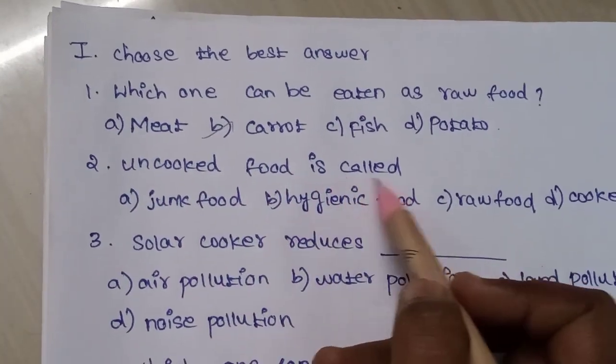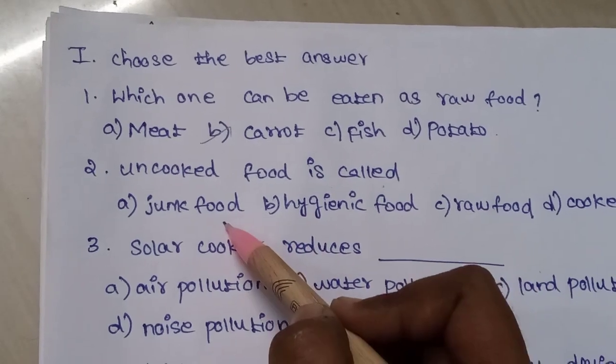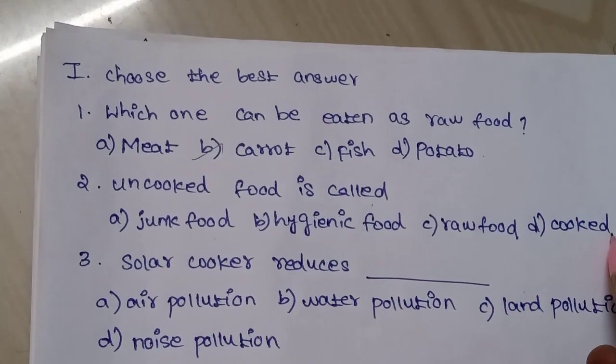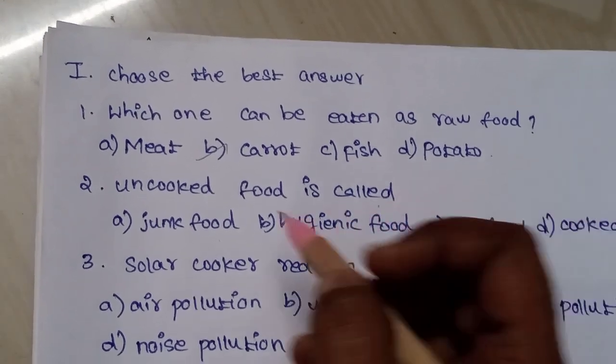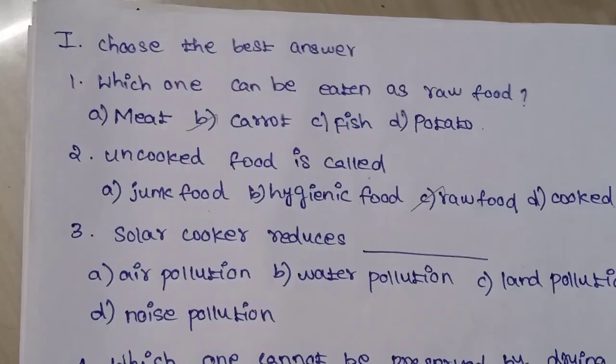Second one, uncooked food is called junk food, hygienic food, raw food, or cooked food. Which one is correct? Uncooked foods are raw food. Okay.